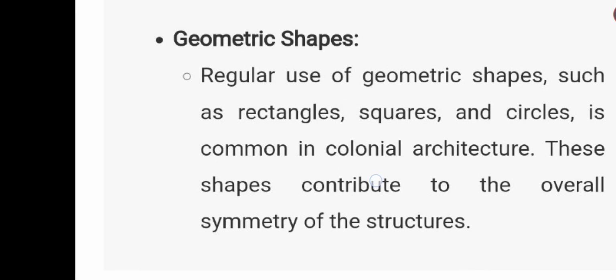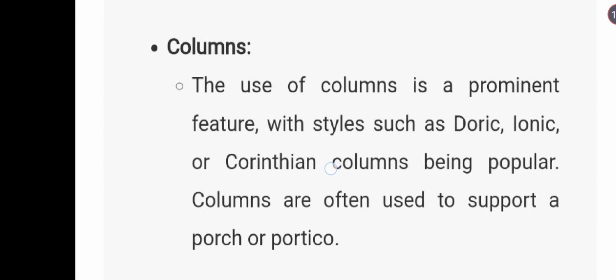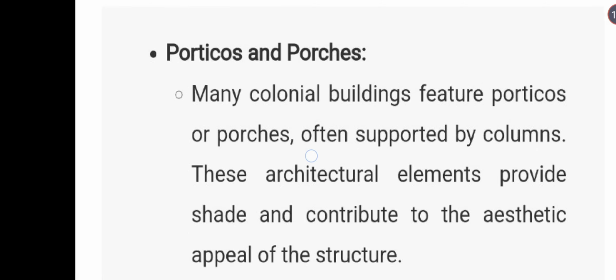The second is geometric shapes. Regular use of shapes like the rectangle, square, and circle is common in colonial architecture, and these shapes contribute to the overall symmetry of the structure. Next is the column. The use of columns is a feature of this style, and columns are very popular for supporting porches and the overall structure. Next is the porch. Many colonial buildings feature porches supported by these columns, another architectural element that provides shade.